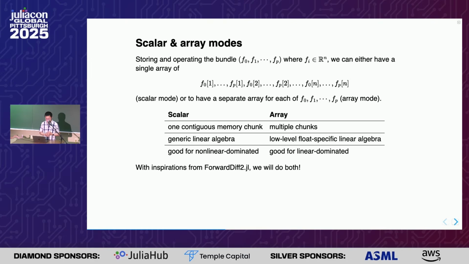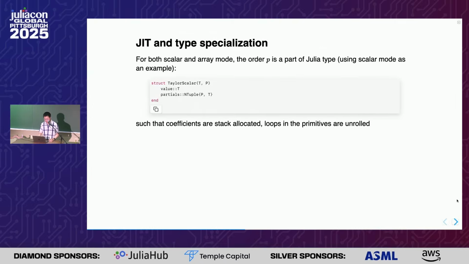So it should be good for nonlinear operation dominated function bodies, but may not be as good for linear operation dominated ones. And we get some inspiration from a package called ForwardDiff2, which is developed by Ma Yingbo, a previous JuliaHub employee. And so we will introduce the array mode in TaylorDiff, so that we can do both scalar and array mode for this higher order differentiation.